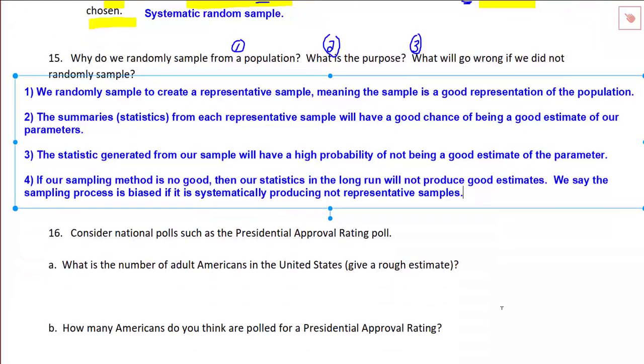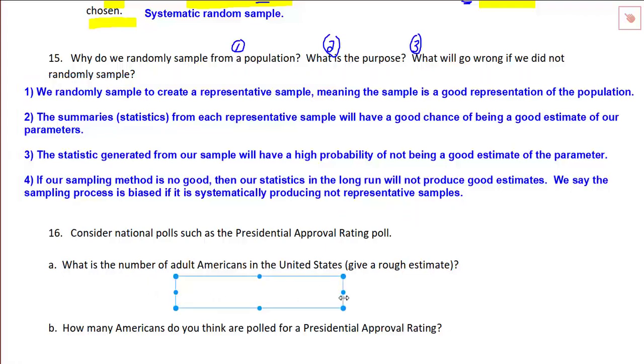All right, here's the last thing here. Consider just a national poll, such as the presidential approval rating. Okay, what is the number of adults in the American population? A rough estimate. So I sort of looked it up, and the U.S. adult population, I mean, this is very rough, is about 258 million adults.